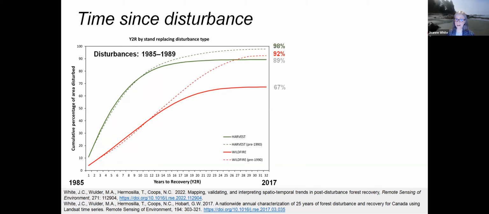And so by the end of the time series, for harvesting that occurred prior to 1990, 98% of those areas had spectrally recovered, and 92% of areas impacted by wildfire. So it's important to consider how much time has transpired when you're interpreting these recovery metrics.